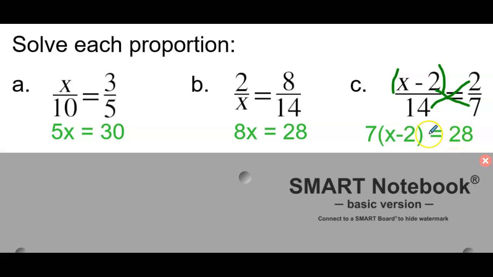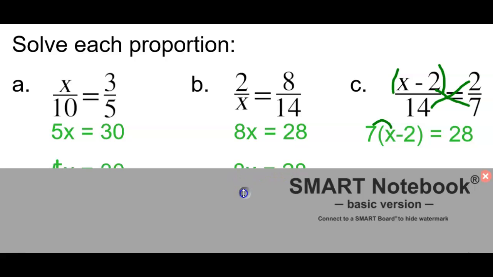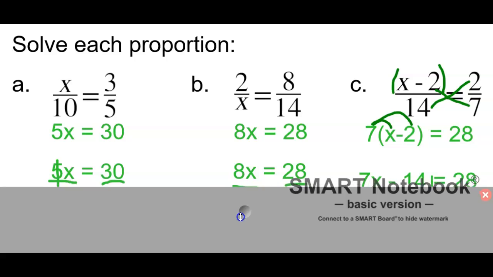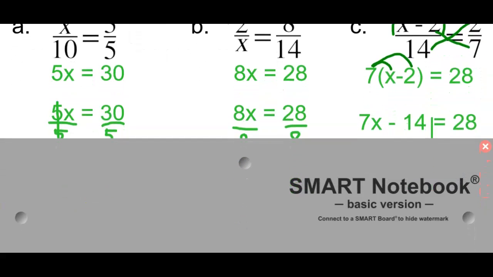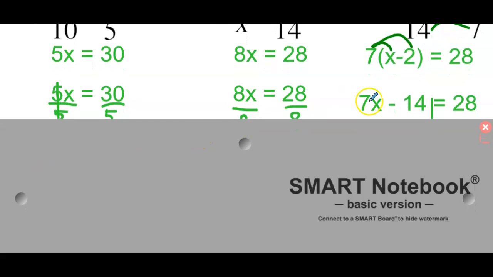Now how do I get rid of that parentheses? You know how to do that. We learned that in chapter 2. I'm going to distribute. 7 times x is going to give me 7x. 7 times, what kind of 2 is that? A negative 2 is going to give me negative 14. So 7x minus 14, because 7 times negative 2 is negative 14, equals 28.